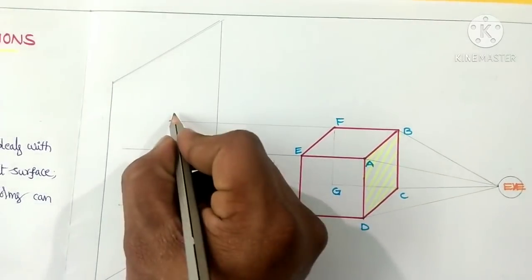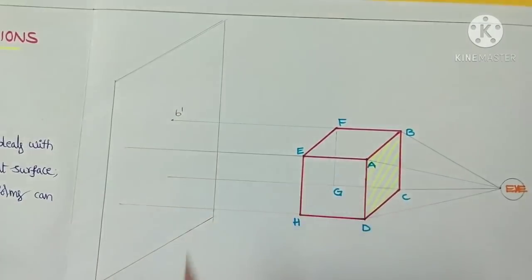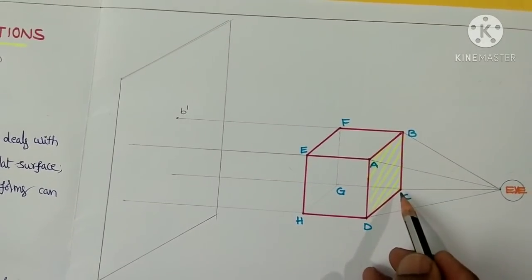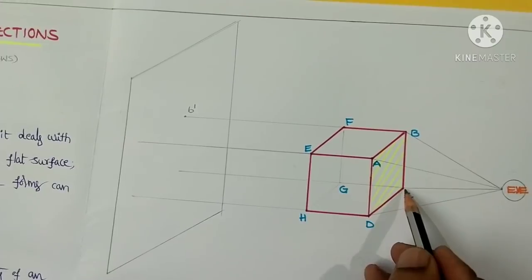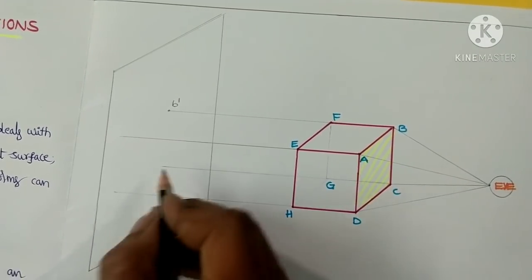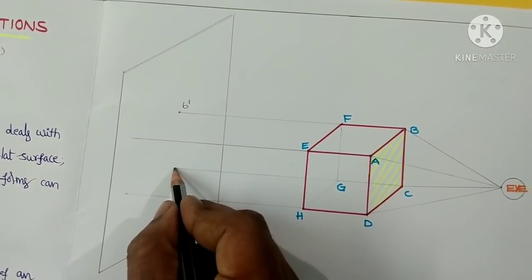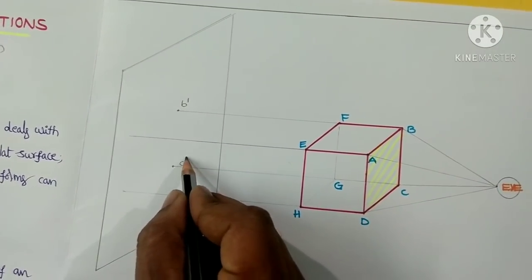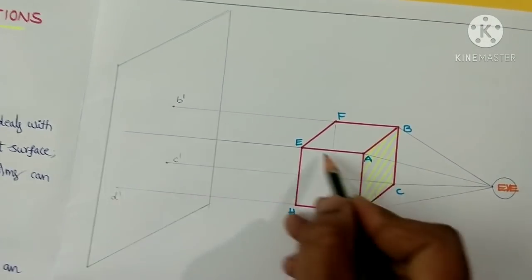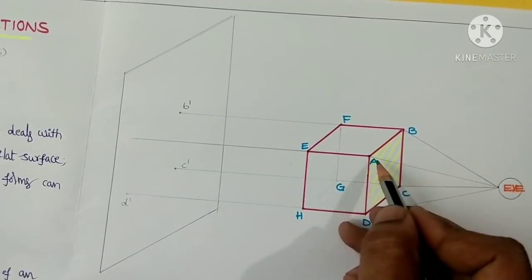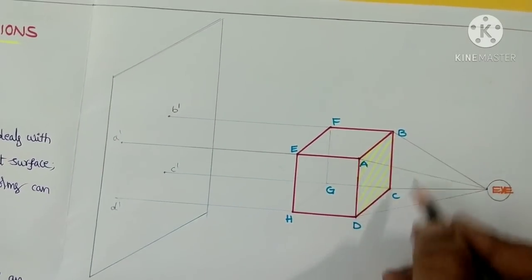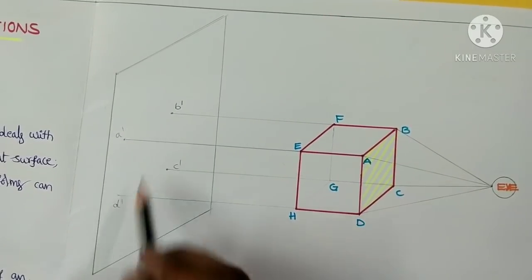So B becomes a small letter with dash. As I said, front view points are denoted by small letters with a dash. Similarly, coming to the projector of point C, this line is the projector of point C. So C is projected onto the vertical plane. Capital C becomes small c dash because this is the front view, and capital D becomes small d dash. Similarly, capital A becomes small a dash. So finally these 4 points are projected onto the vertical plane.